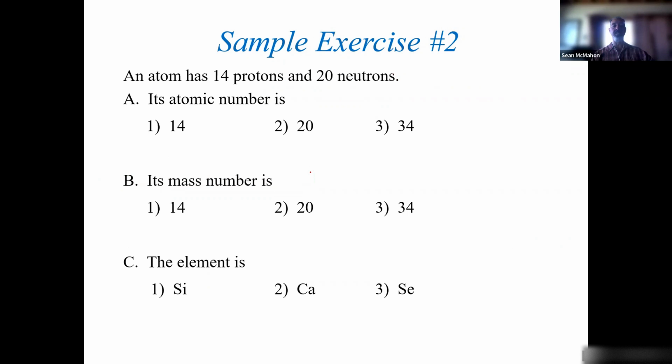So can I do that here? All right. An atom has 14 protons and 20 neutrons. What's its atomic number? Well, we already know this. We don't even need a periodic table. The number of protons is the atomic number. That's how we identify an element, 14. So what's its mass number? Well, we just said the mass is the protons plus the neutrons. I still don't need the periodic table. So I could say, all right, 14 plus 20 must be 34. So my mass number is 34 for this element.